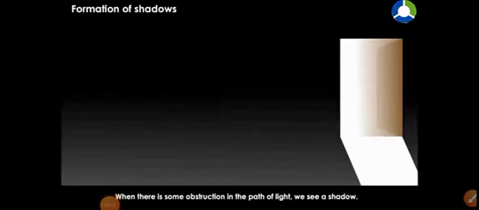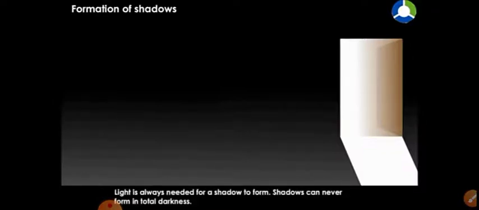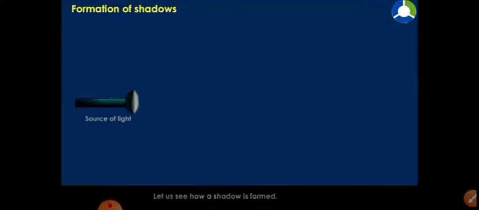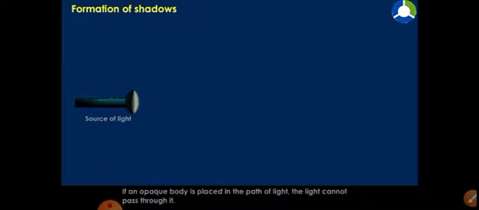When there is some obstruction in the path of light, we see a shadow. Light is always needed for a shadow to form. Shadows can never form in total darkness. Obviously, in darkness there is no shadow. For a shadow, we need a source of light. Let us see how a shadow is formed.